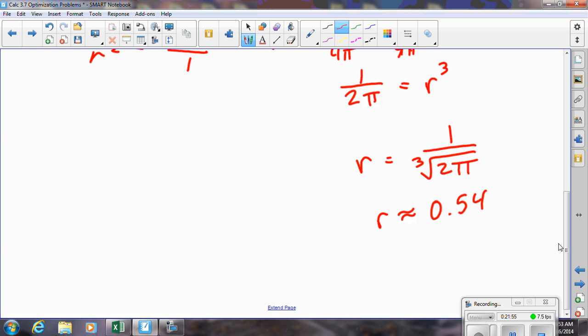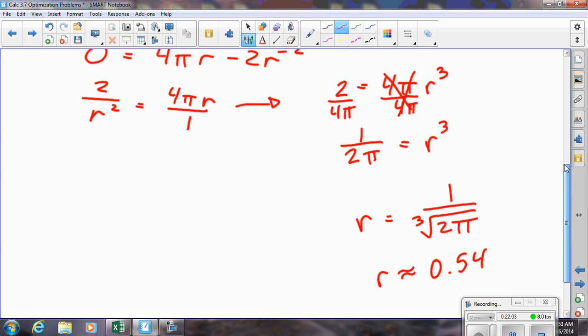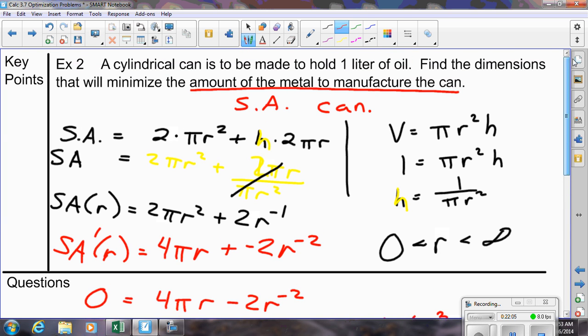There's nothing that tells us this is the minimum. Maybe this is the maximum area. We have not looked at that at all. Well, in order to check that, we've got a couple different options.